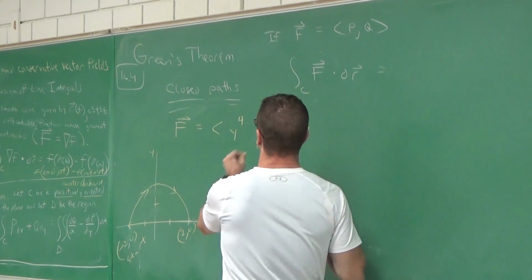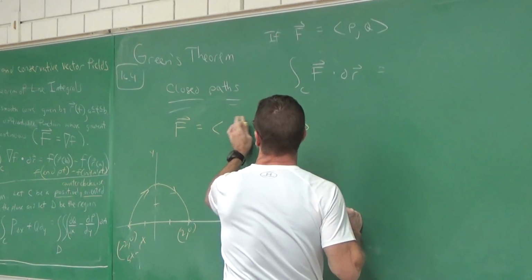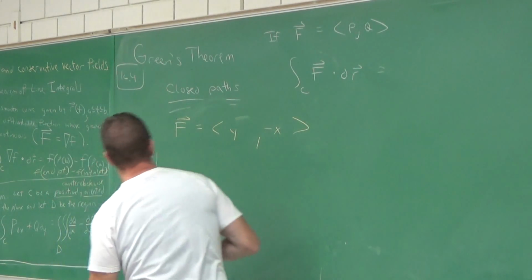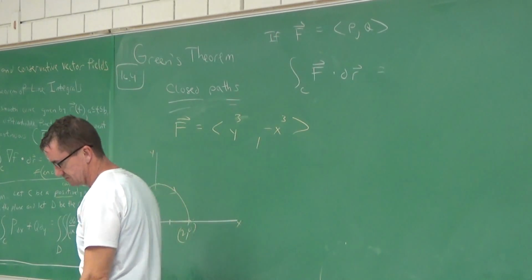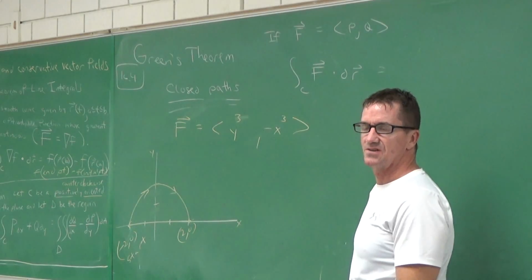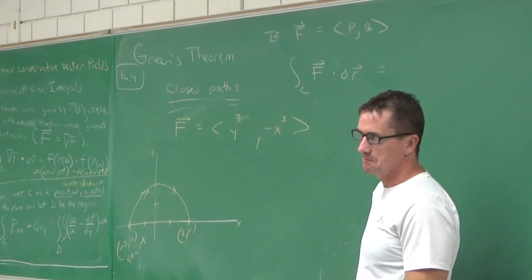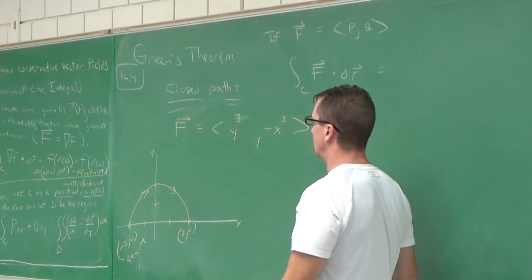I want to make sure that, since I'm making this up, this thing is not conservative. There we go. It's not conservative. If it was conservative, you know what the answer would have been? 0. Alright, so, can we use Green's theorem?